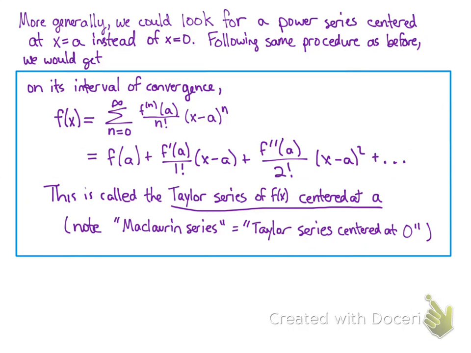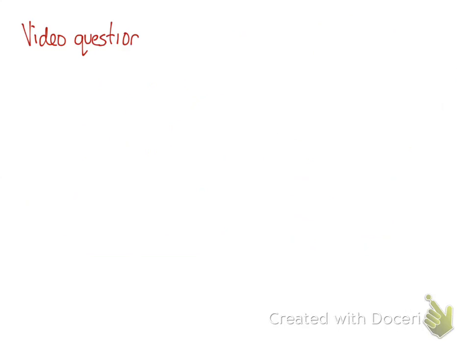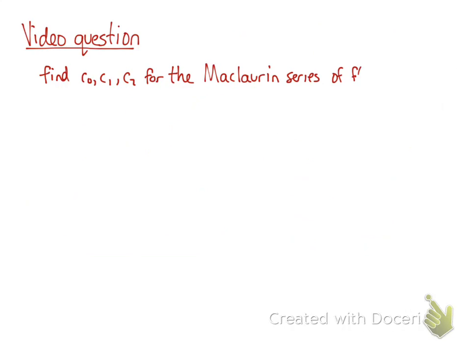In class we'll look at some examples and see some uses of these. But for now, I'd like you to just bring this video question to class. Find the first three coefficients, c0, c1, and c2, for the Maclaurin series of the function sine x. Right, so that's the Taylor series centered at 0, like the first things we did. So we have formulas for c0 and c1 and c2. All you have to do is use this function and work out what those numbers are. Bring that to class, and I will see you there.